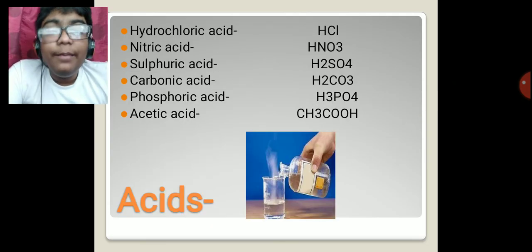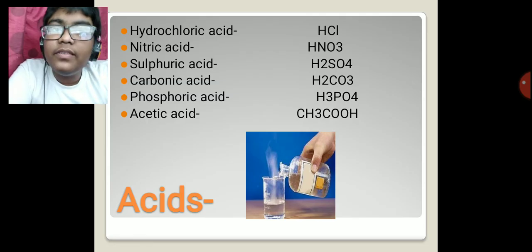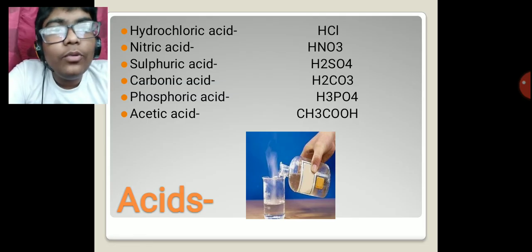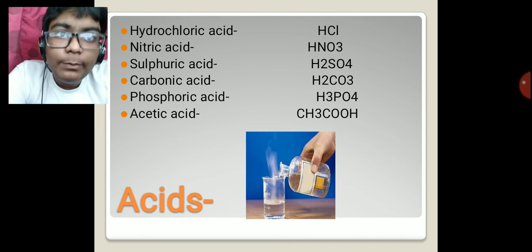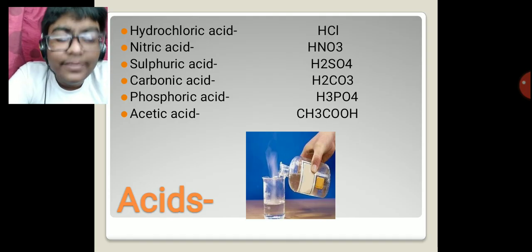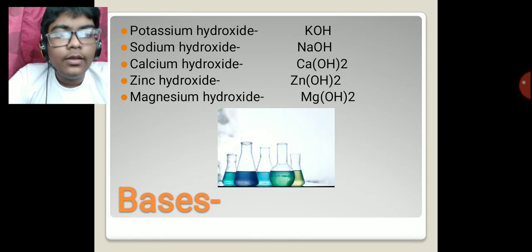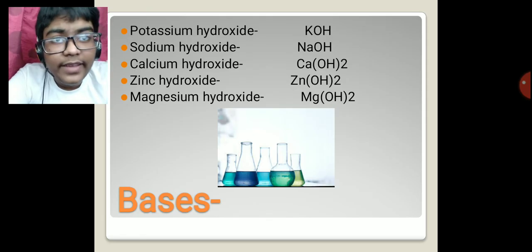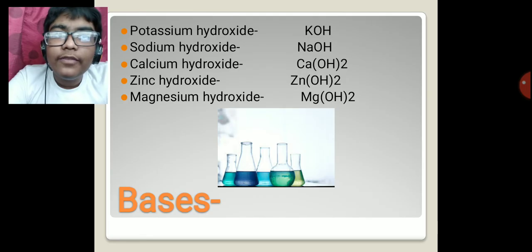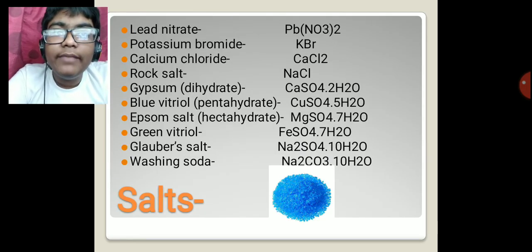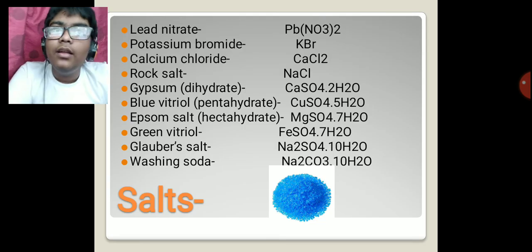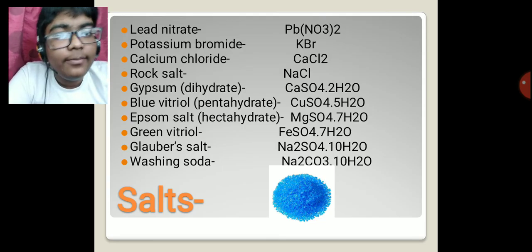Then you have the names of some specific compounds. First is acids. HCl is known as hydrochloric acid, nitric acid HNO3, sulfuric acid H2SO4, carbonic acid H2CO3, phosphoric acid H3PO4, and acetic acid CH3COOH. In bases you have potassium hydroxide KOH, sodium hydroxide NaOH, calcium hydroxide Ca(OH)2, zinc hydroxide Zn(OH)2, magnesium hydroxide Mg(OH)2.